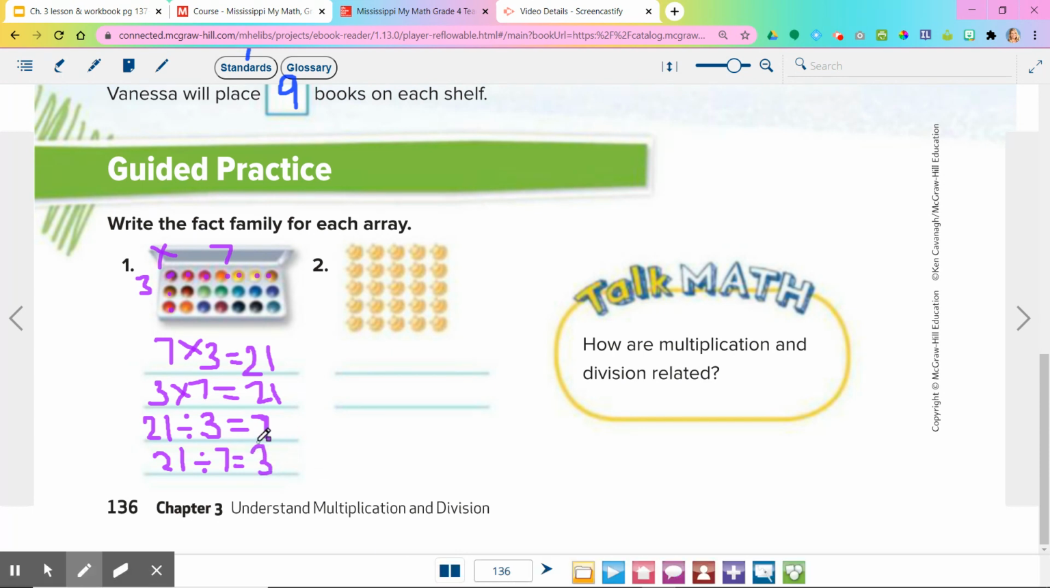If you wanted to double check, you could look at it backwards. 7 times 3 equals 21. 3 times 7 equals 21. All right, now let's look at number 2.